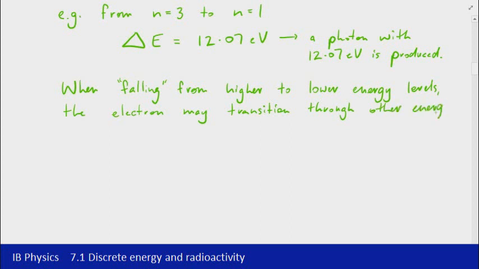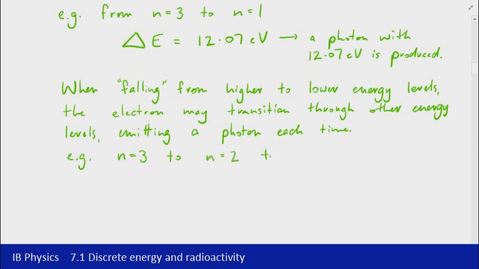Now we'll stick with this simple example of n equals 3 to n equals 1. That means that there can only really be one other energy level that it can fall through, and that means we could have it falling from n equals 3 to n equals 2 and then to n equals 1. So in the first instance, falling straight from n equals 3 to n equals 1, now it's going from 3 to 2 and 2 to 1.